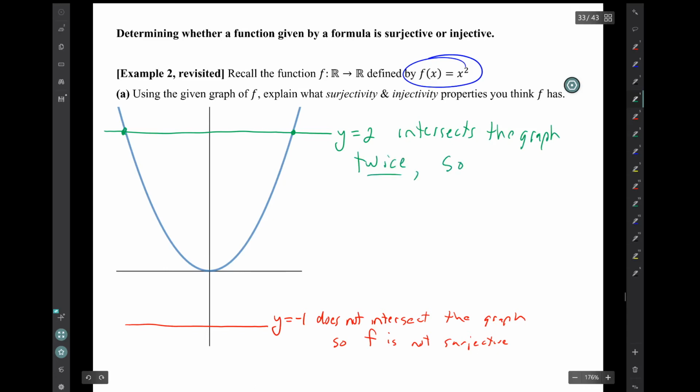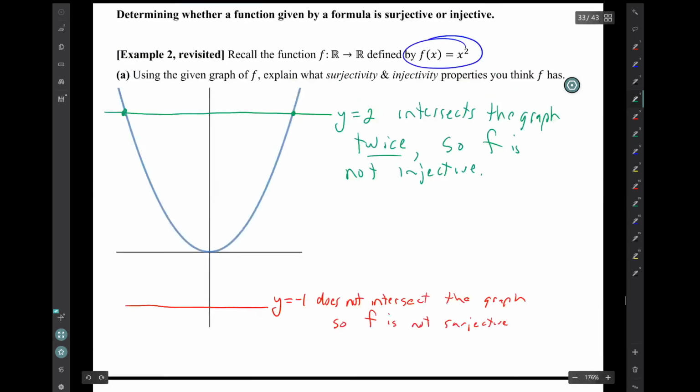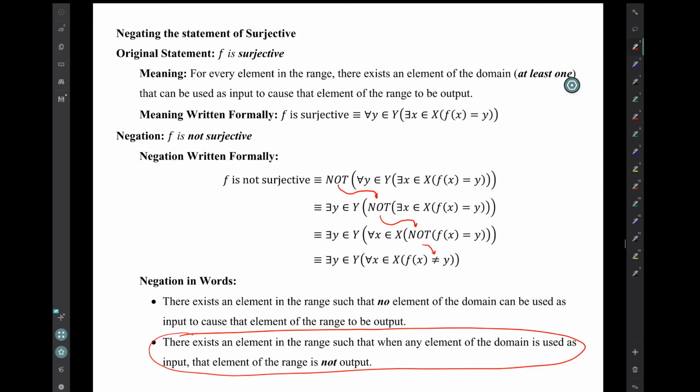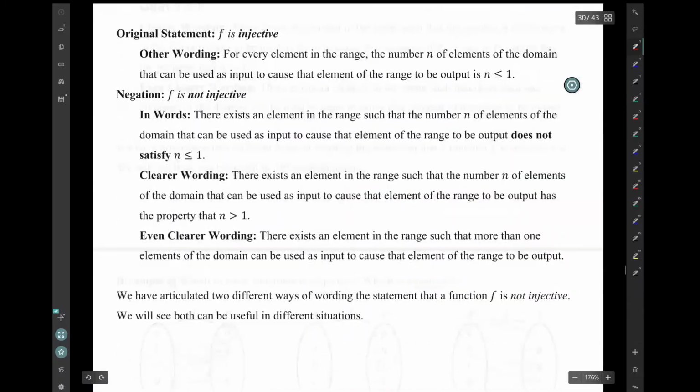So f is not injective either. Now write a formal proof of the claims. Well, that is, we have to refer to the official definition. So remember what it means for a function to not be surjective. To say that a function is not surjective means that there exists an element in the range such that no element of the domain can be used as input that will cause that output. So to prove that some function is not surjective, we have to come up with an example.